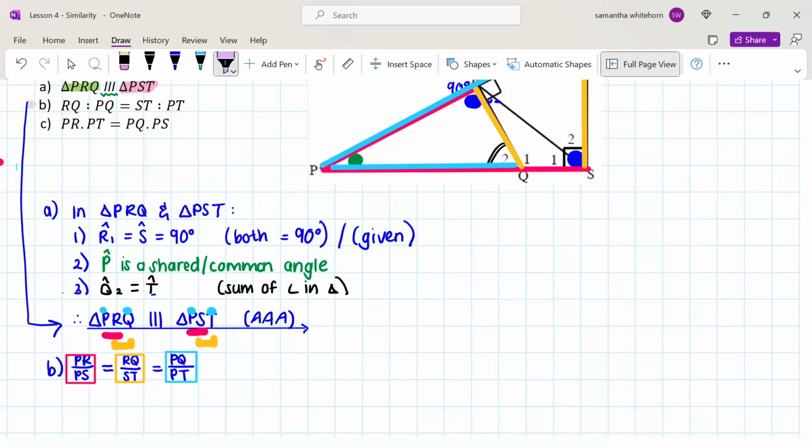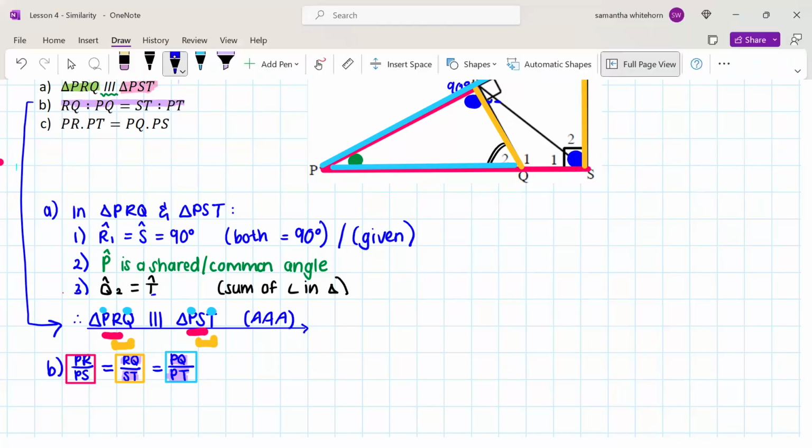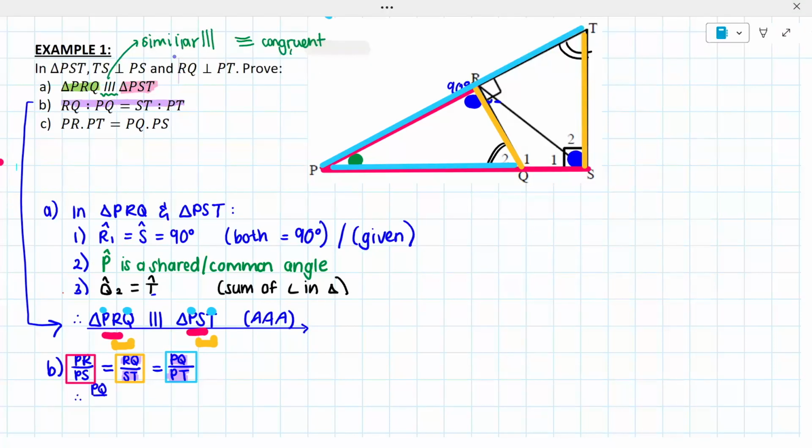our question is dealing with RQ, PQ, ST, and PT. So we now want to find ratios that deal with this. So RQ is in the second ratio, PQ is in the third ratio, ST is in the second ratio, PT is in the third ratio. So that means I'm going to be working with those two ratios. I don't even need to stress about the first one. It doesn't feature in what I'm trying to prove here. So that means I'm concerned with working with RQ over ST is equal to PQ over PT. That involves all of the side lengths that I want.